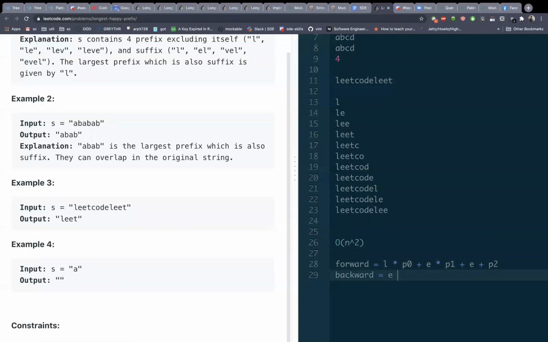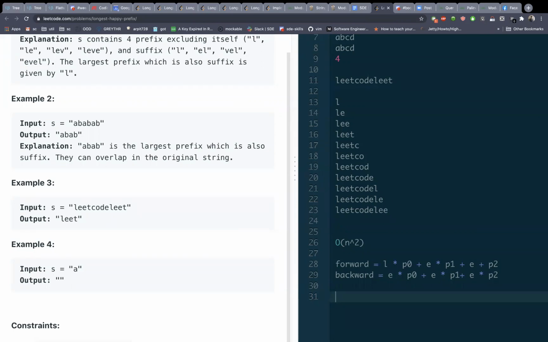So it's like E into P0 plus E into P1 plus E into P2, like that. So anytime if I find that the value of forward hash and backward hash have become equal, then I can say that I have gotten my answer. I can keep updating the answer, of course, but for that moment at least I have gotten one possible answer. I couldn't understand the backward.